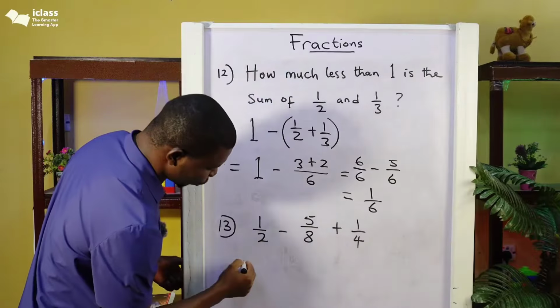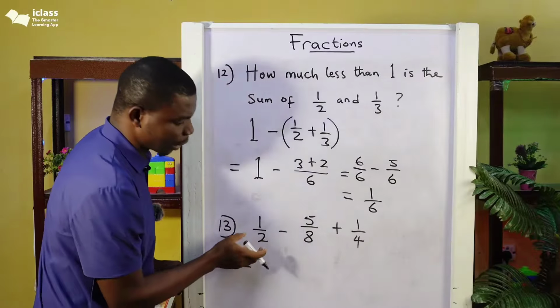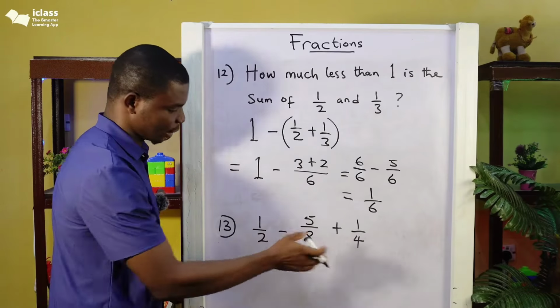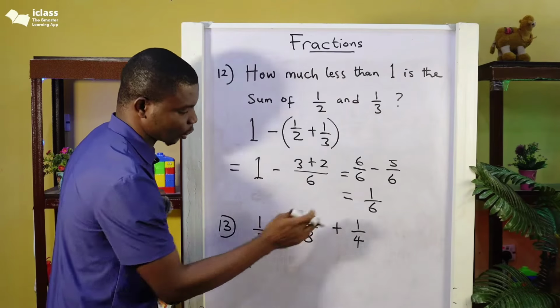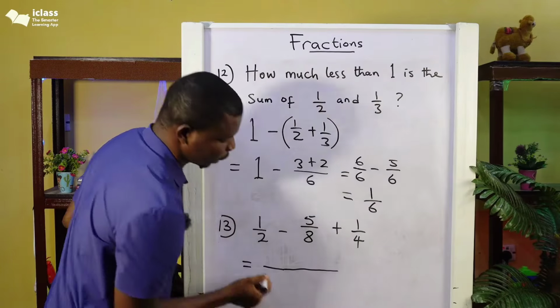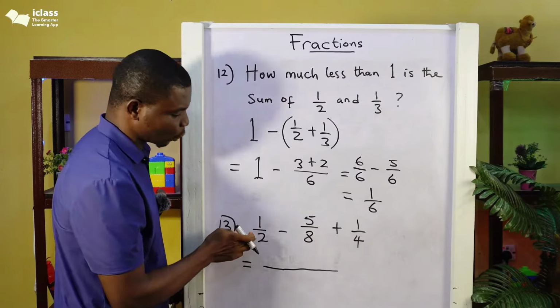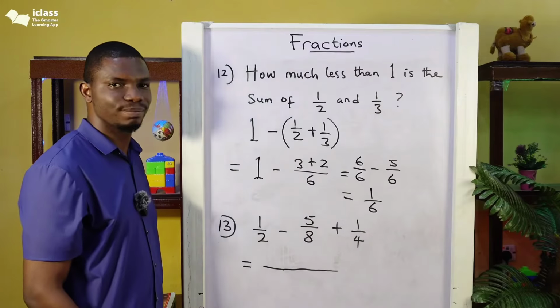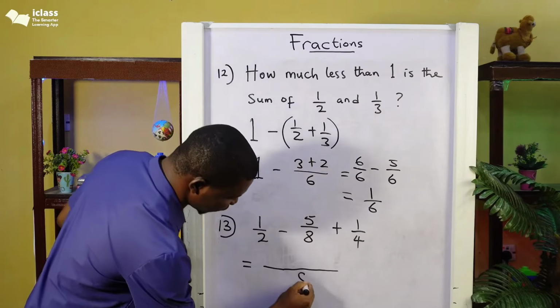Now let's do this one. Here we are going to look for, you don't need to do them separately. You can do them together since it's addition and subtraction. So we can just look for the LCM of all the denominators. What is the LCM of 2, 8, and 4? 8, right? So write 8.